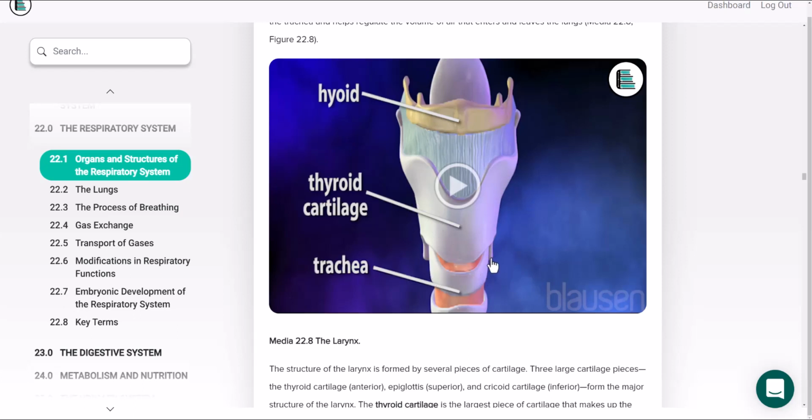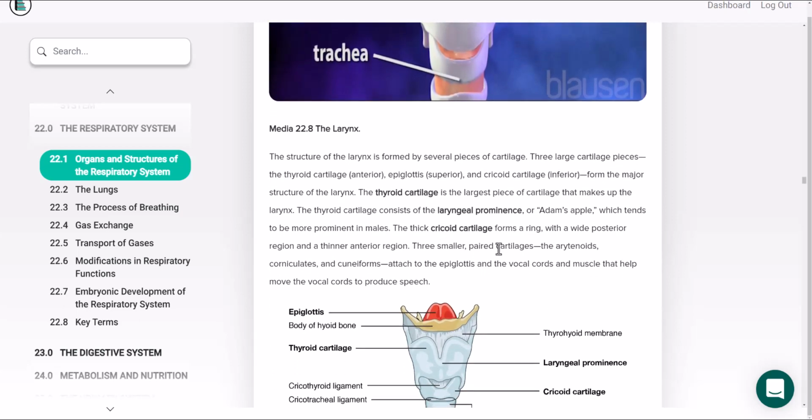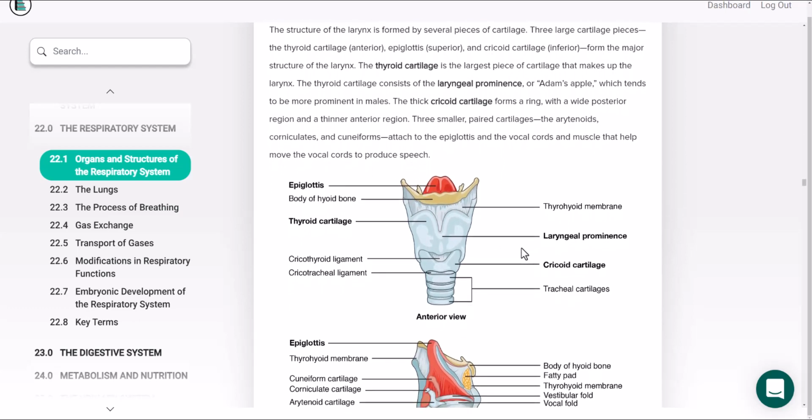Then this big piece of cartilage is the cricoid cartilage, not coracoid, not coronoid, but cricoid. And then below that, we have the trachea with the C rings, the tracheal rings. So again, let's take a look at those structures. The ones that I want you to know: the thyroid cartilage is the big dude, and then the second largest is the cricoid cartilage.